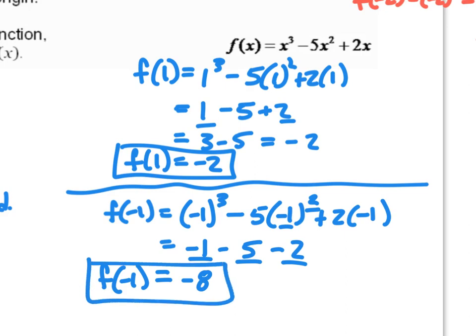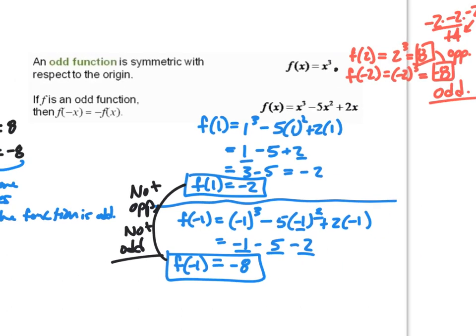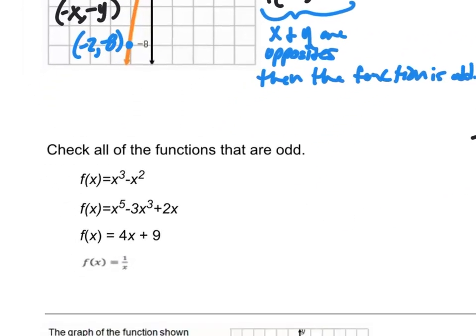Now these values are not opposite. Therefore, it's not an odd function. And that's all we're dealing with. Then it says check all the functions that are odd. I'll let you do that. You just have to plug in values and see what you get.